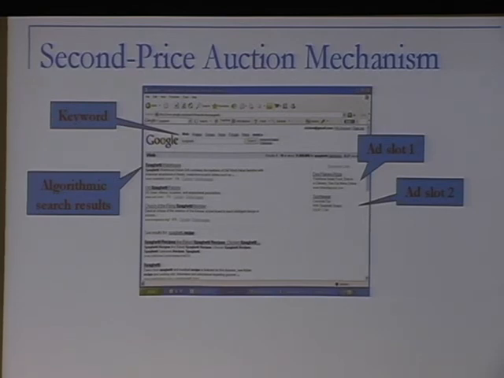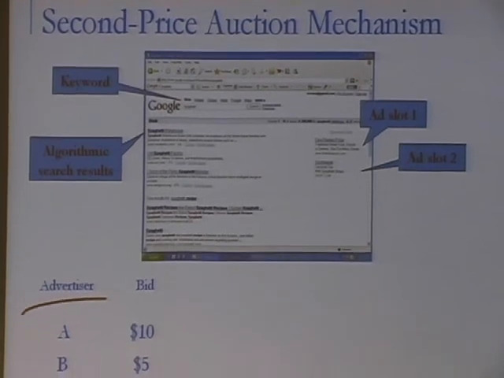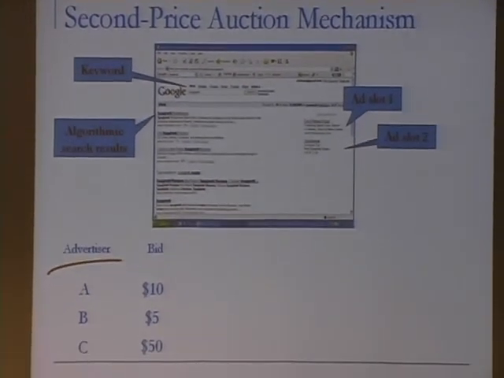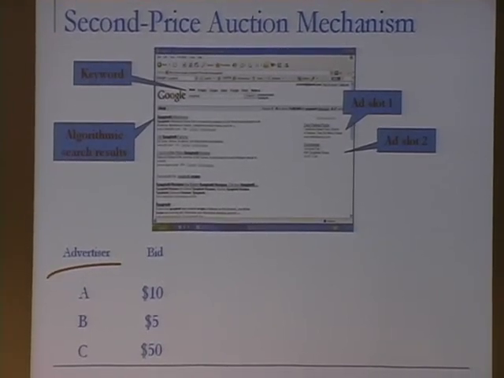I'm going to describe the rules of the auction as I'm going to assume them to be for the rest of this talk through the use of an example. I have here 2 ad slots and 3 advertisers. And I say that these 3 advertisers are interested in being shown along with this keyword. And each advertiser submits to the search engine the amount that they're willing to pay for a click that they receive after a user searches for this keyword. So in my example, advertiser A has $10 value per click, B has $5 value per click, and C has $50 value per click.